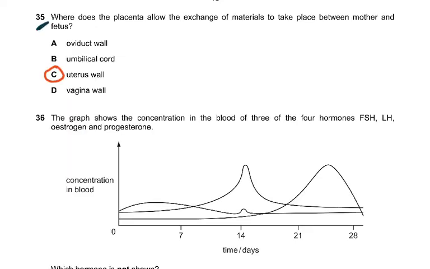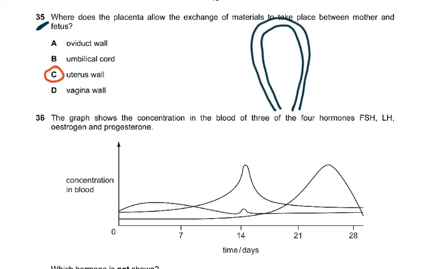This is a question which a student asked me today: where does the placenta allow the exchange of materials to take place between the mother and the fetus? You see, you've got to understand that this is the uterus wall. And when the zygote comes here and gets embedded, some of its cells develop into the placenta. So the placenta is actually in very close proximity to the uterus wall. The placenta allows the transfer.